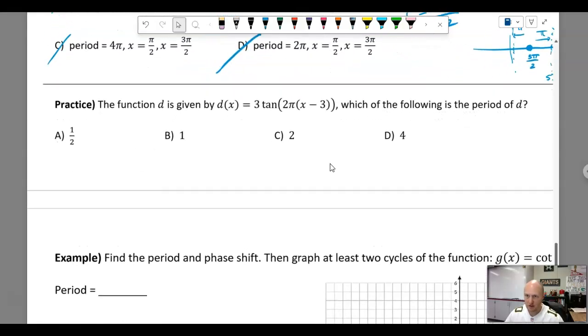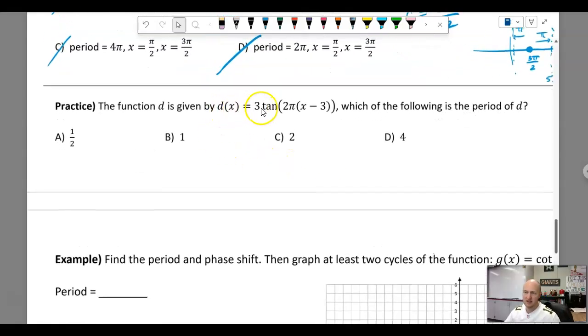Practice problem here. The function d is given by d of x equals 3 tan of (2 pi x minus 3). Which of the following is the period of d?